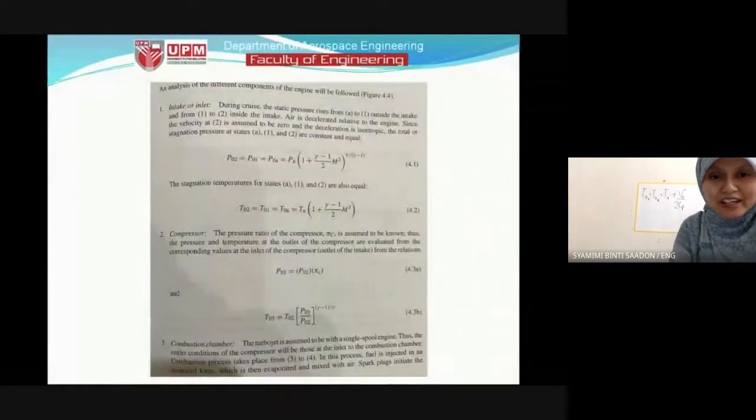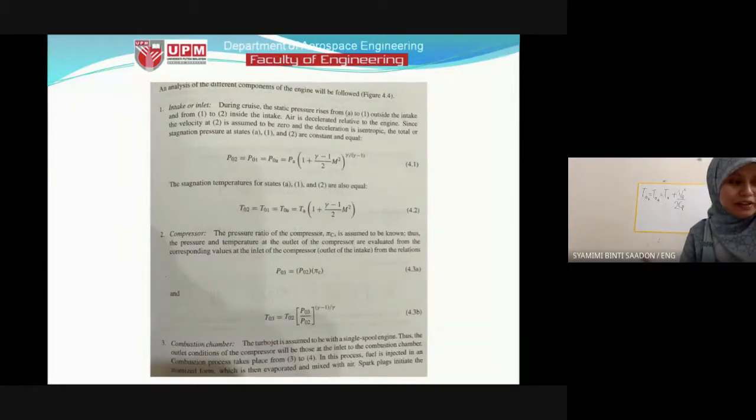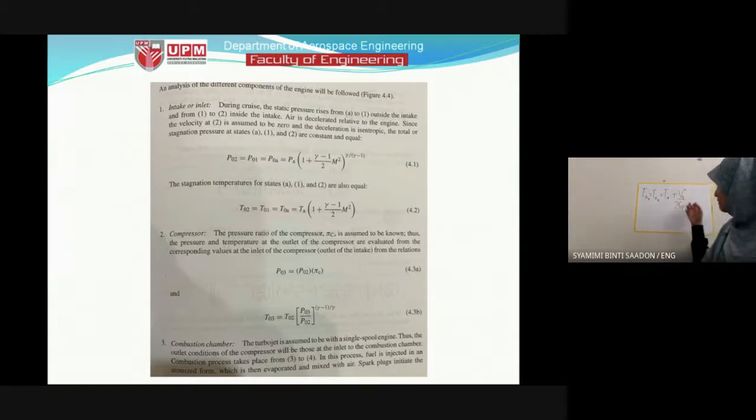In this slide, I gave you this equation for T naught 2, which is equal to T total A. But here in this question, we don't have the value of the Mach number, right? We don't know the Mach number. So that's why we use whatever is given, which is V, the cruise speed, and the specific heat. Actually, if you remember how to derive this equation, this equation is derived from this.